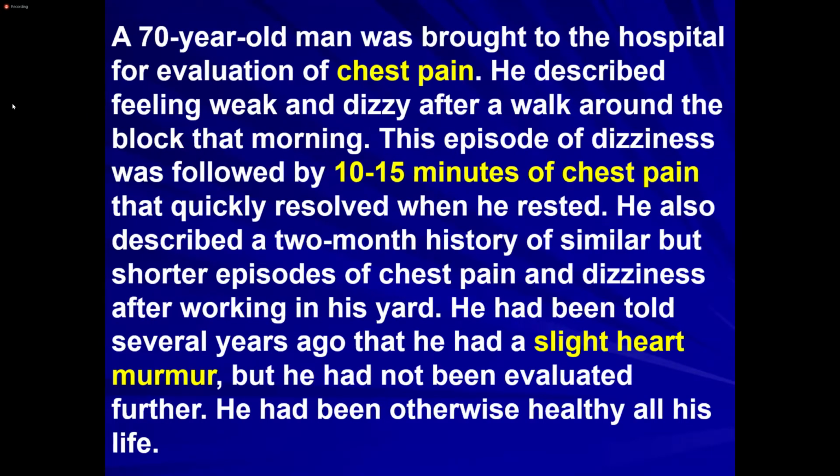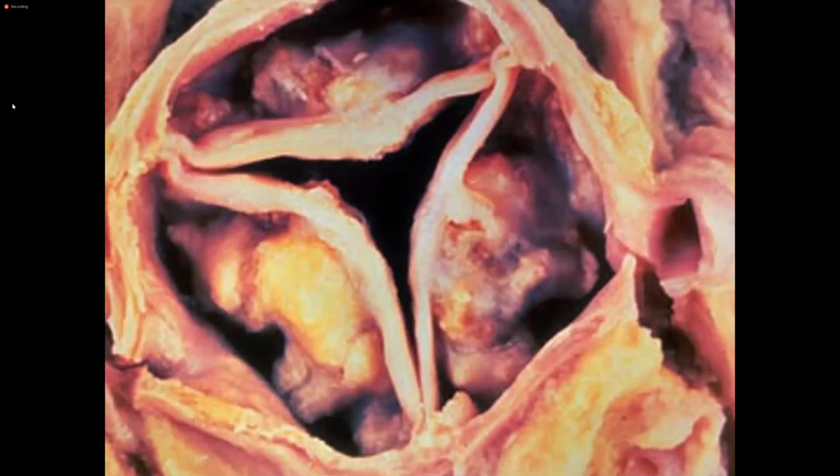We go to the next case. And the next case is about a 70-year-old male. And here, as you see, this is the aortic valve. And these are the 3 leaflets of the aortic valve. And as you see, there is calcification. So this calcification is due to aging. So it is a degenerative type of process. So this is degenerative calcific aortic stenosis.